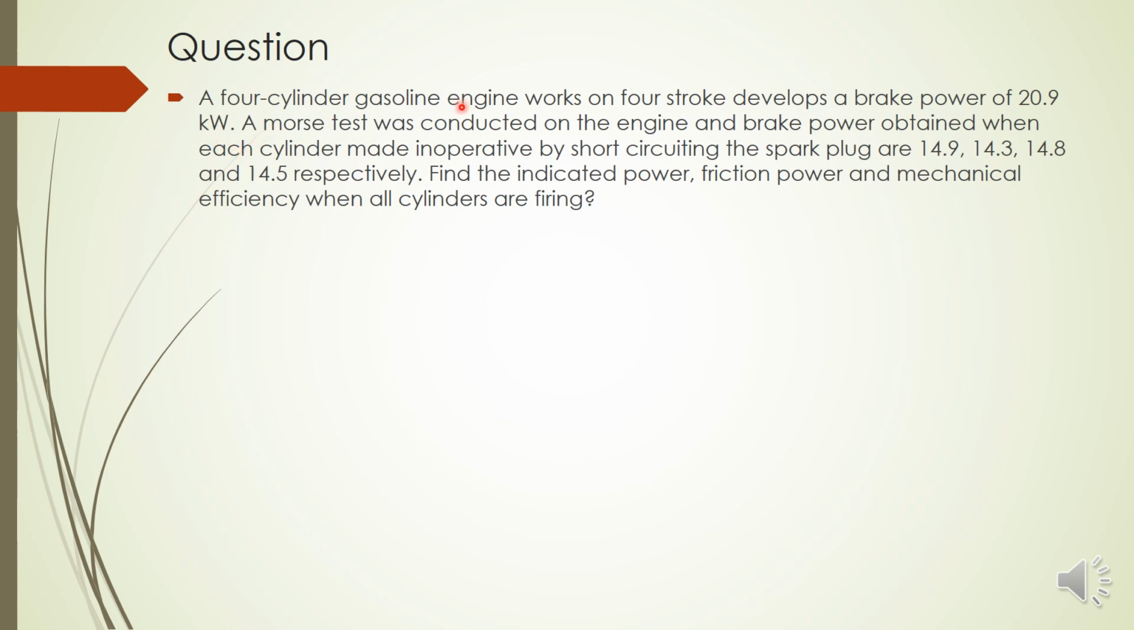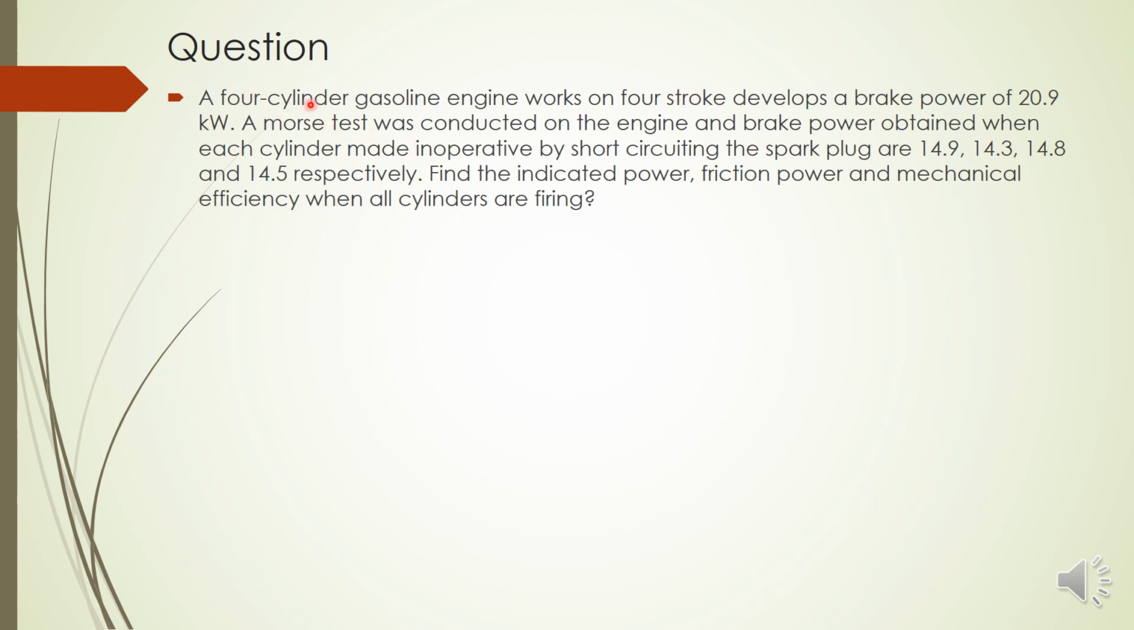A four-cylinder gasoline engine working on the four-stroke cycle develops a brake power of 20.9 kilowatt. A Morse test was conducted on this engine, and the brake power is obtained with each cylinder made inoperative by short circuiting the spark plug, and the powers are 14.9, 14.3, 14.8 and 14.5 respectively. Find the indicated power, friction power and mechanical efficiency when all the cylinders are firing. So this is a very simple problem.